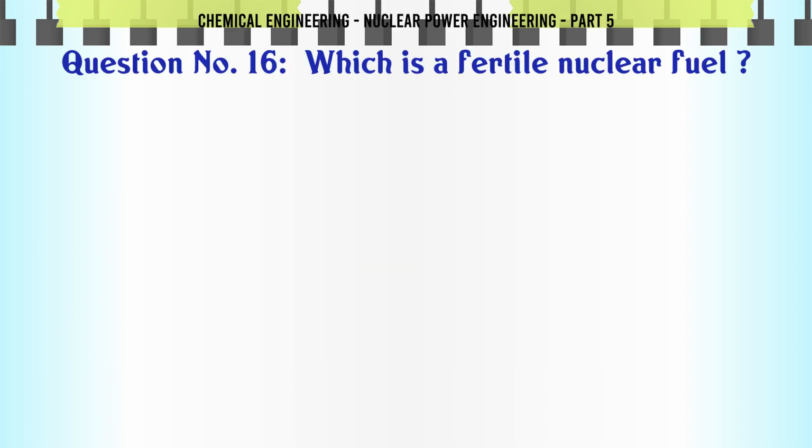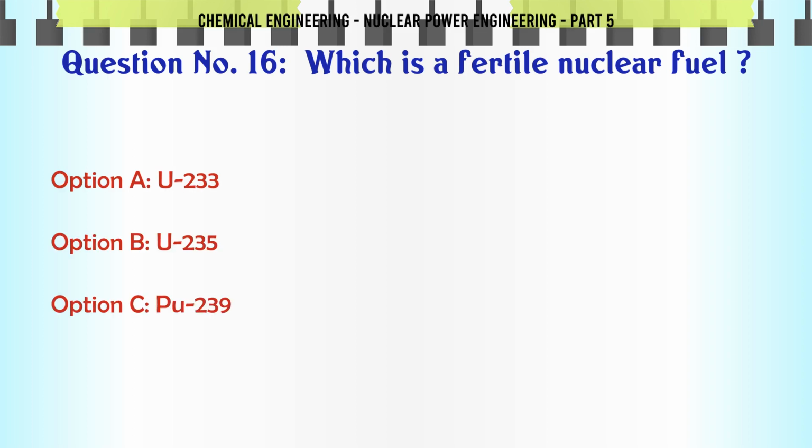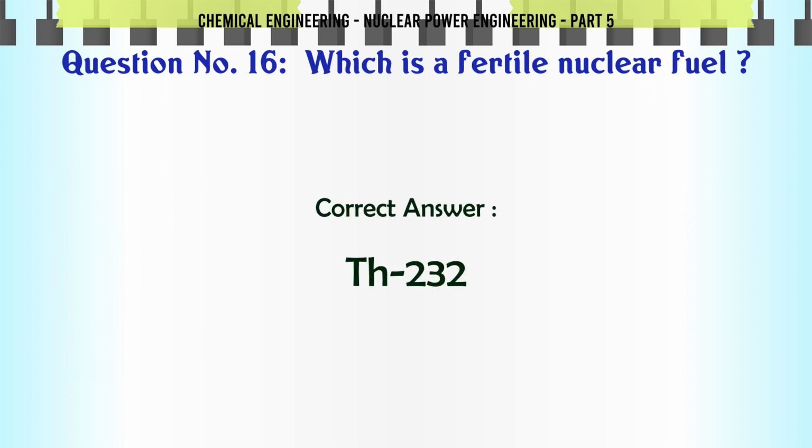Which is a fertile nuclear fuel? A. U-233, B. U-235, C. Pu-239, D. Th-232. The correct answer is Th-232.